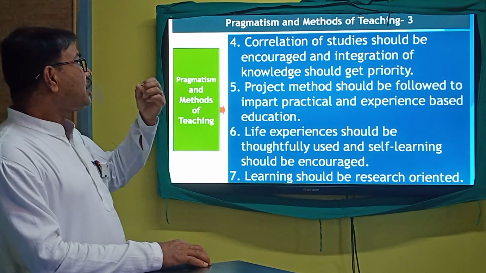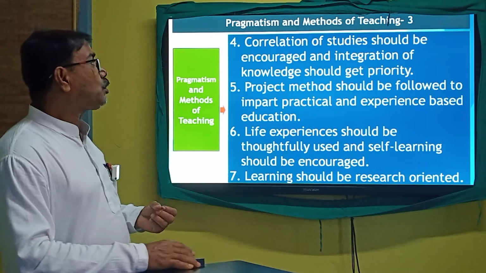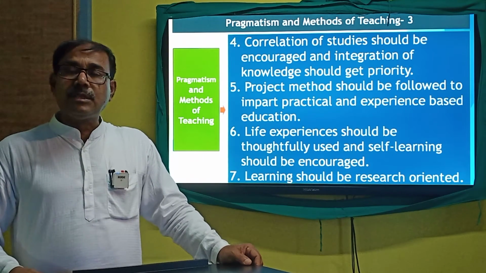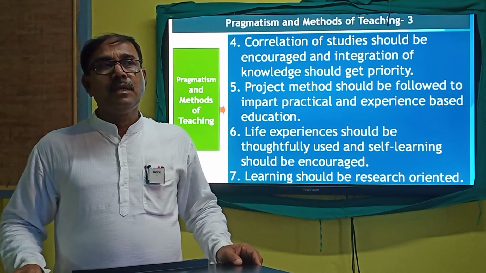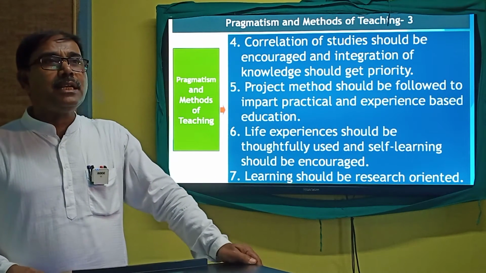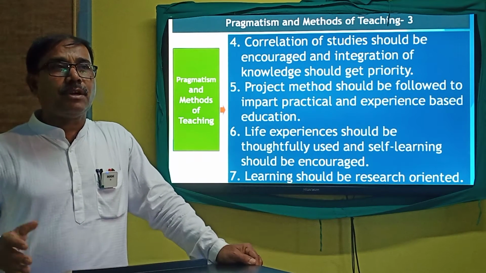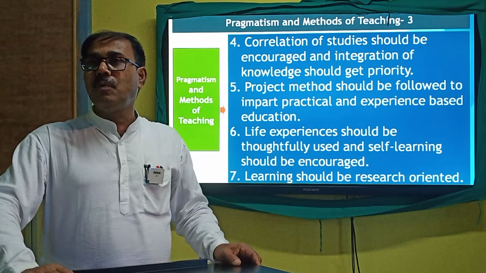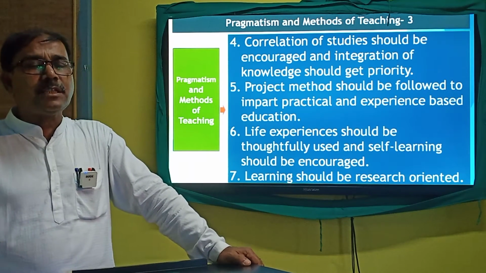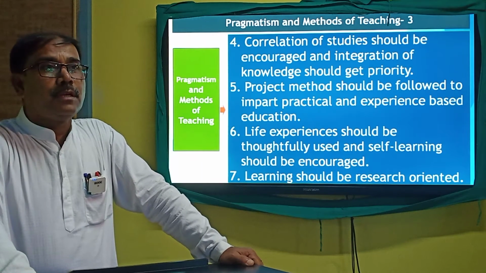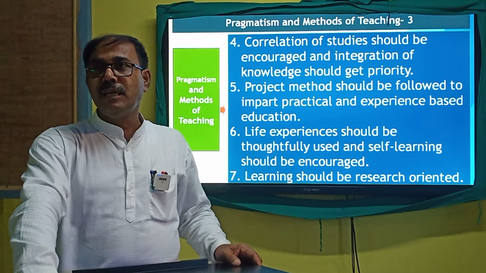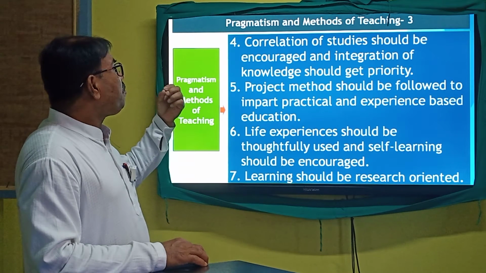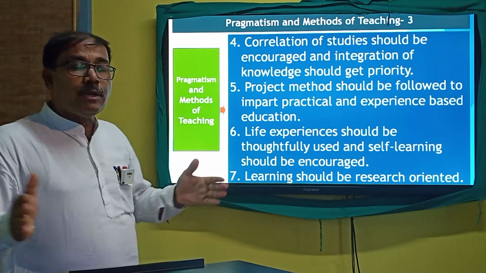Number 4, correlation of studies should be encouraged and integration of knowledge should get priority. This is one of the most important methods which pragmatism favors. In today's field of education, we have come to know about integrated learning. Learning should integrate the most important contents of various subjects according to the demands of our life. Even by being a student of physics, you can learn philosophy if you feel the necessity or demand. By being a student of political science, you can learn about biology, because learning should be life-oriented and there should be integrity among the contents of learning. Pragmatism favors this method. There should be correlation of various subjects.